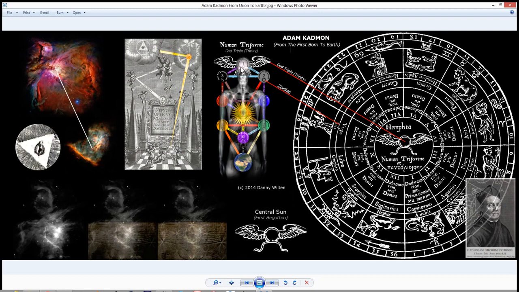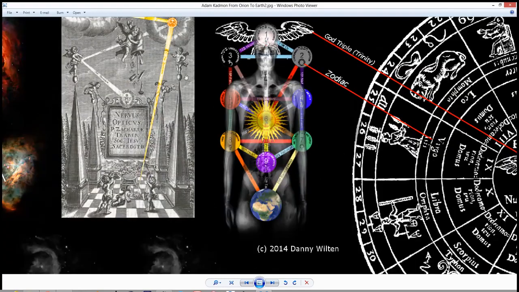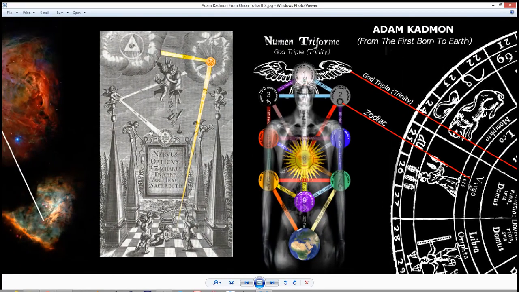Now, take a look at the tree of life right here, and take a look at the drawings by Athanasius Kircher. You see the first Sephra? You see the ray coming out, reflecting off the sun and down to earth? You see the same thing right here. From here, the first Sephirah, going to the sun and down to earth, which is the root, which is Malkuth, the kingdom.